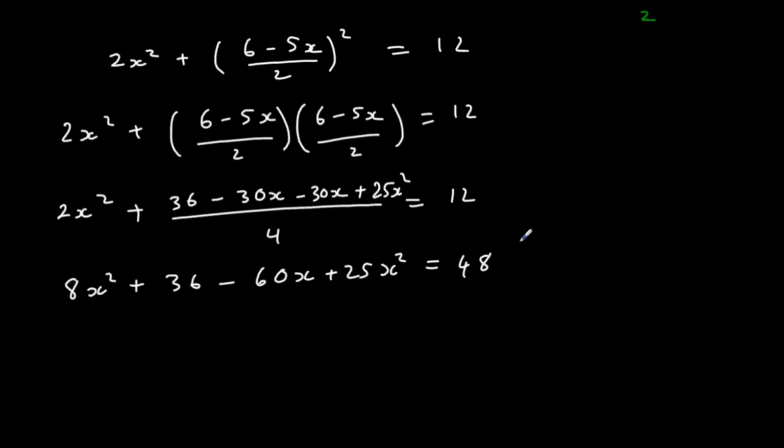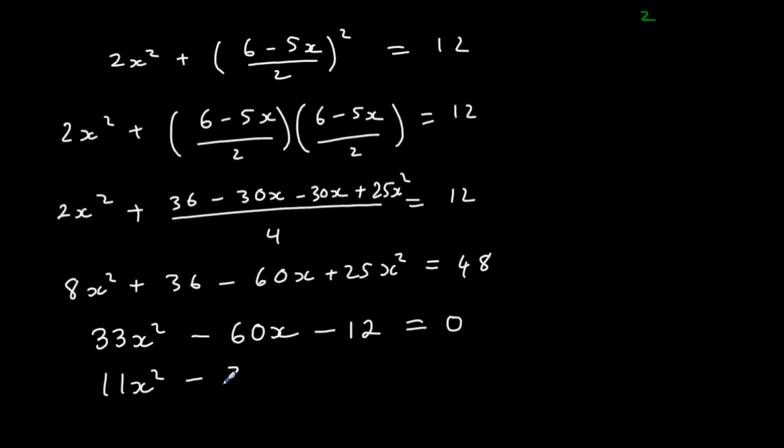I'm now going to collect the like terms. So 8 and 25 x squareds make 33x squared. I've got minus 60x, and if I take 48 away from both sides, that's minus 12 equals 0. I can simplify this by dividing through by 3. So 11x squared minus 20x minus 4 equals 0.